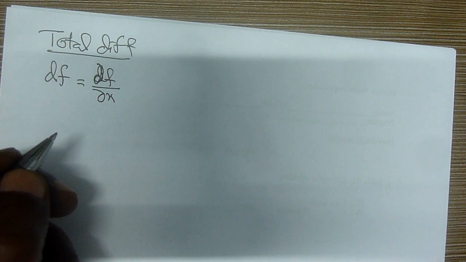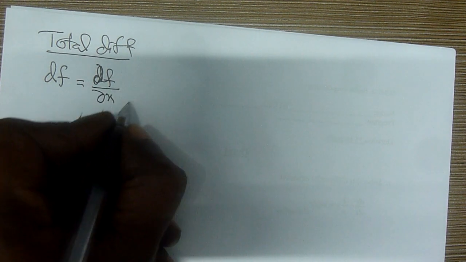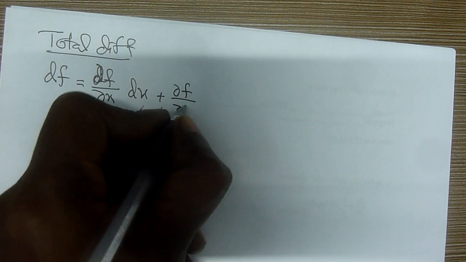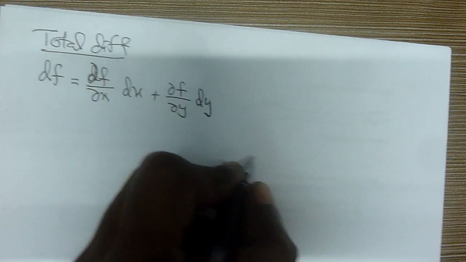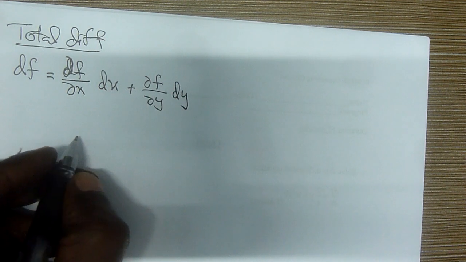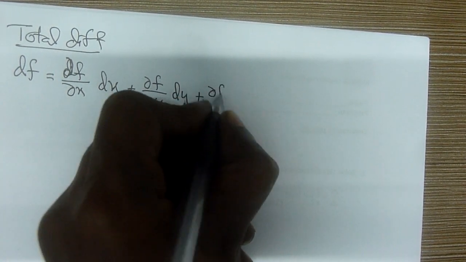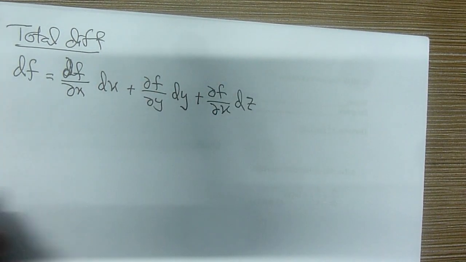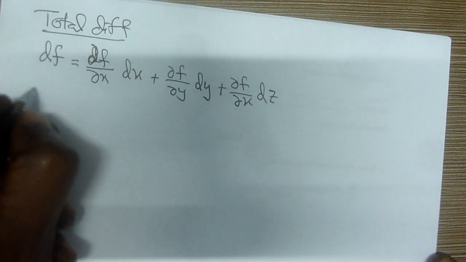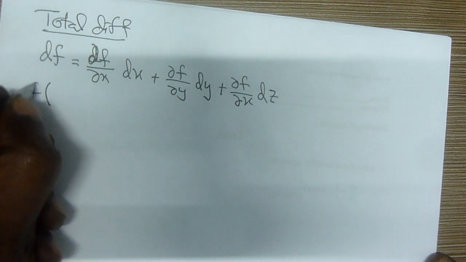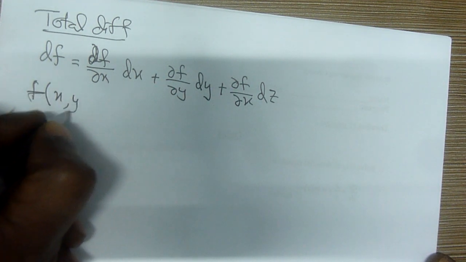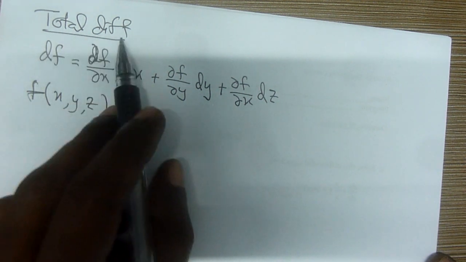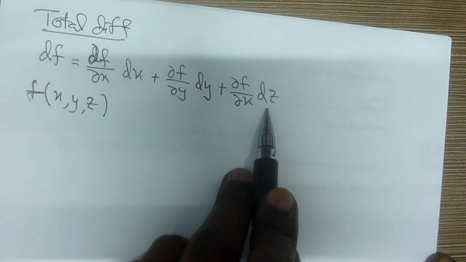Why does it become a partial? It is del f del x dx plus del f del y dy, and if we go further, it can go even up to three of these terms. I wanted to say this is a function of x, y, z. When I started doing total differentiation for this, this is what I was supposed to get.